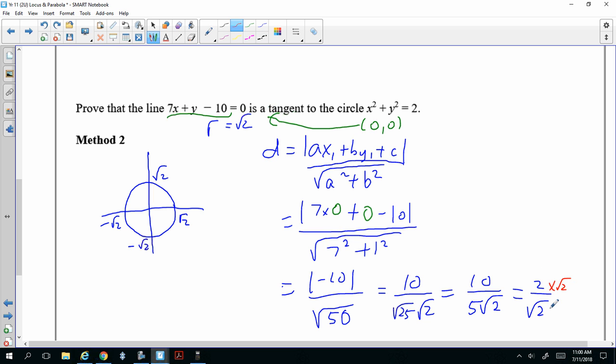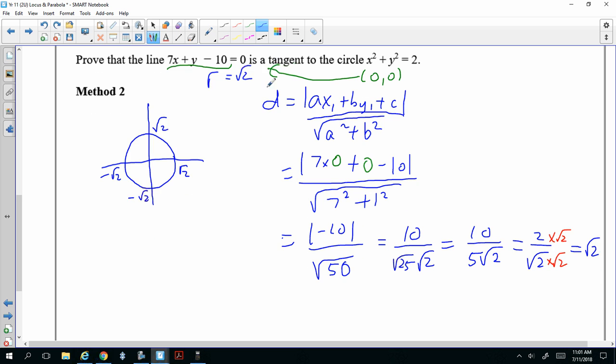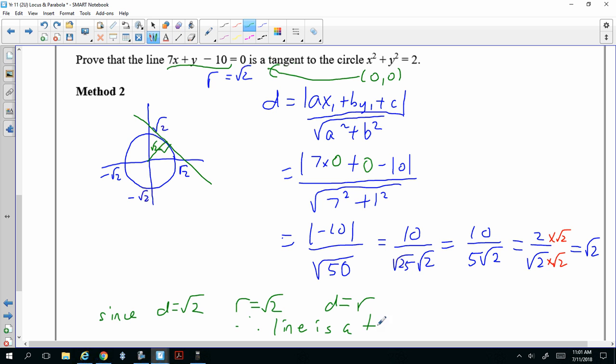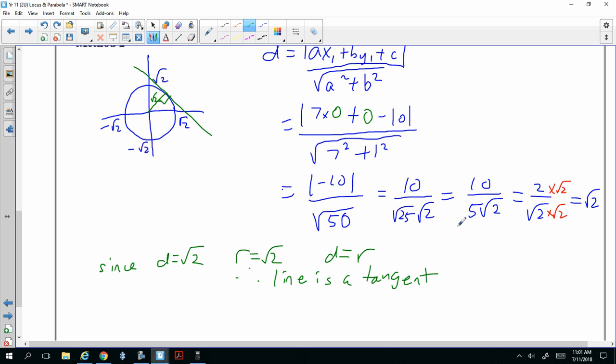Now, notice that the perpendicular distance, if I draw the line there, is exactly the same as the radius. And if they're the same, they would touch at one point. So since d is root 2 and r is root 2, and they match, therefore the line is a tangent. Can you see how easy it becomes? You don't need to solve simultaneously. You do not need to do anything. Just use the special formula for the circle. It only works for a circle. It doesn't work for a parabola. With a parabola, you still have to use the discriminant.